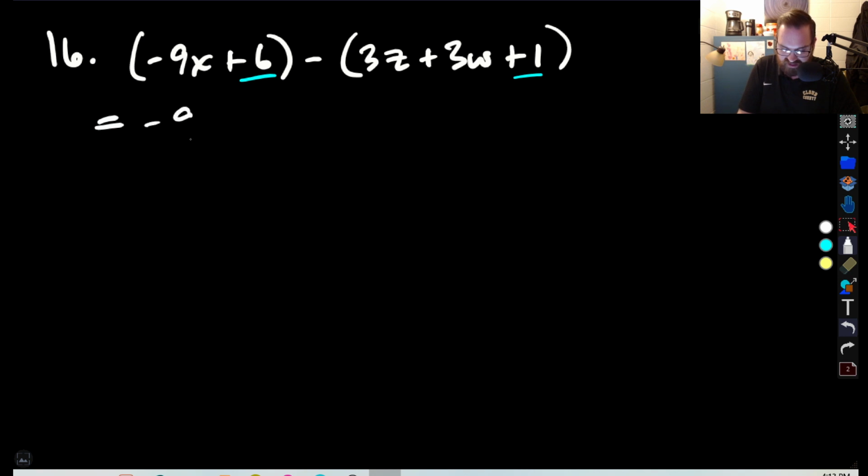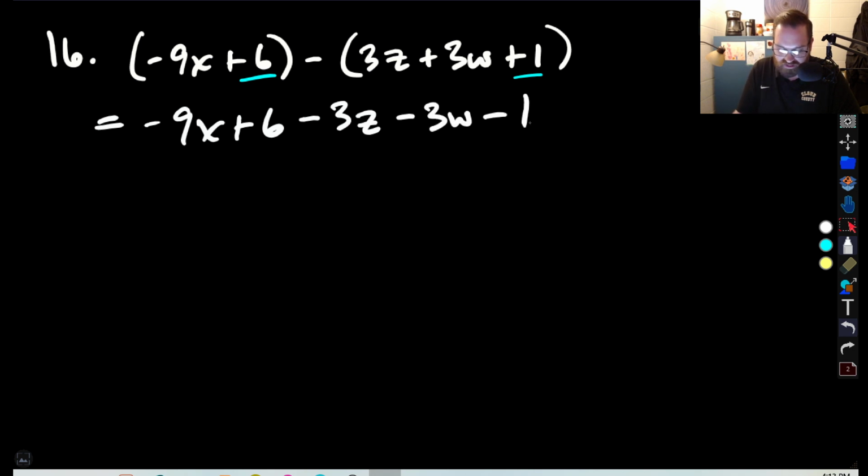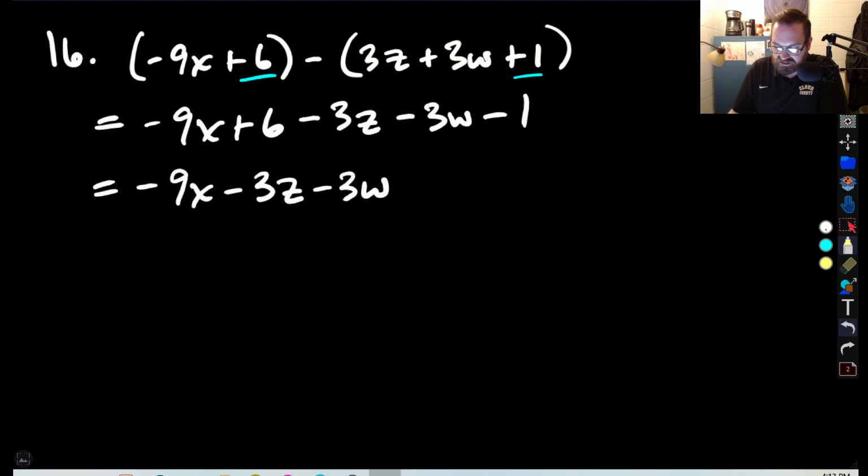So minus 9x plus 6. Now we apply that minus sign to every single piece. Minus 3w minus 1. And now as a result, you can see how we removed the parentheses, but we still have the 6 and the minus 1 there. So as a result, what I'm going to do is write the variables first, 3z minus 3w, and you can combine the plus 6 and the minus 1. 6 minus 1 is just going to be a plus 5. And that right there is going to be my final answer. Okay.